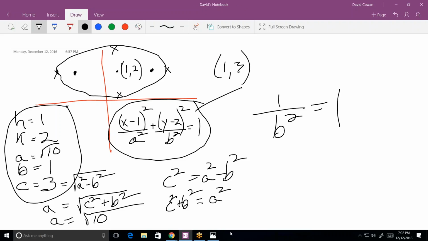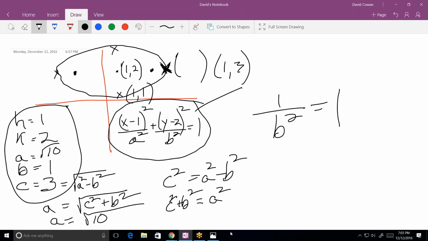So I do know. What's the coordinate on that minor vertex right there? It'll be 1 comma 1, because B is 1. In other words, it's going to be 1 below the center. This vertex would be 1 above the center. What's this? The major vertex. And then I'll let you go.